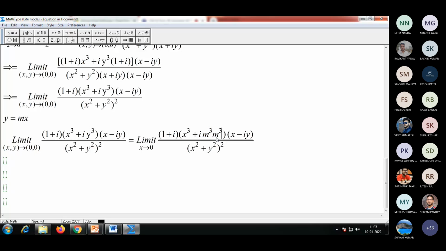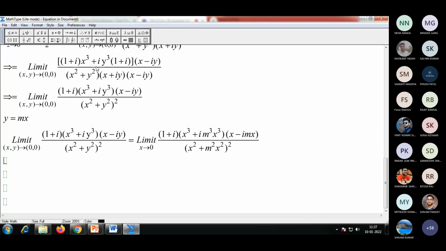M to the power 3, x to the power 3. Y equal to mx means mx. Then m square in the denominator, x square plus y square, so m square plus x square. Now we may think what is going to happen.